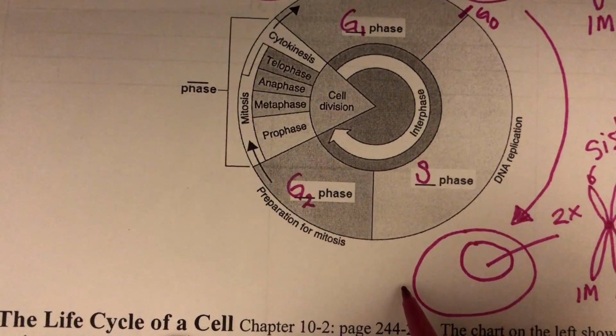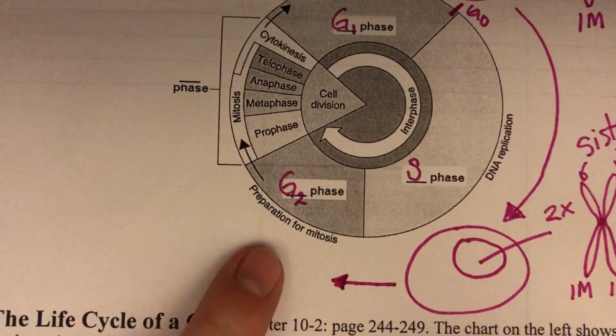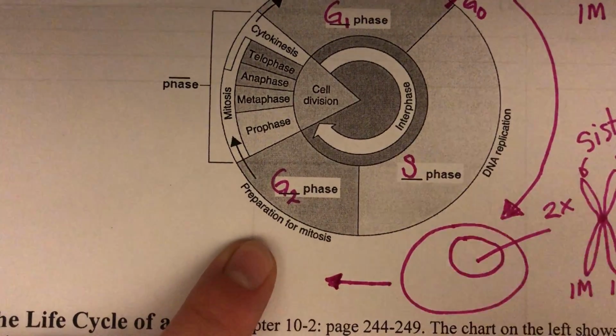G2. The cell's now going to go through G2. Now, what does that mean? It's a second growth phase. This is where we prepare for mitosis. How might we want to prepare for mitosis?